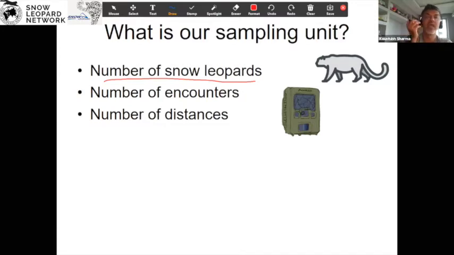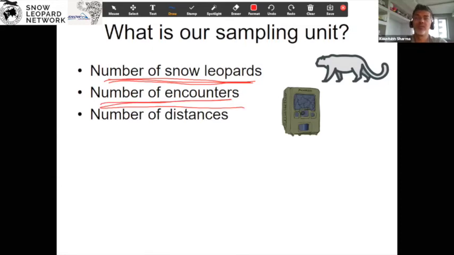Similarly, if we only end up estimating the detection function of snow leopards based on only one individual, then we are making a huge leap of faith, assuming that all snow leopards use the same sort of detection functions or ranging parameters. That's something we have to be careful about, which is why we want to maximize the number of snow leopards that we encounter. The second thing we need to maximize is the number of encounters.